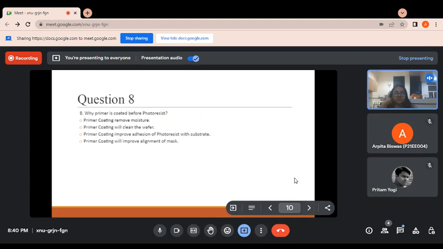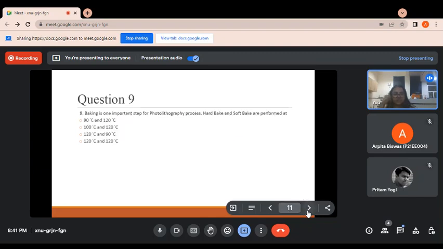So next question is why is primer coated before photoresist? First option is primer coating removes the moisture. Primer coating will clean the wafer. Third is primer coating improves the adhesion of the photoresist with the substrate. And the fourth option is primer coating will improve the alignment of the mask. Okay, so this is the C option. Yes, the adhesion.